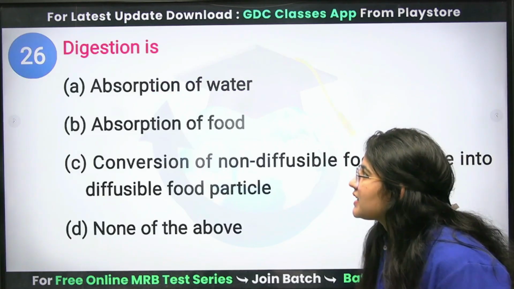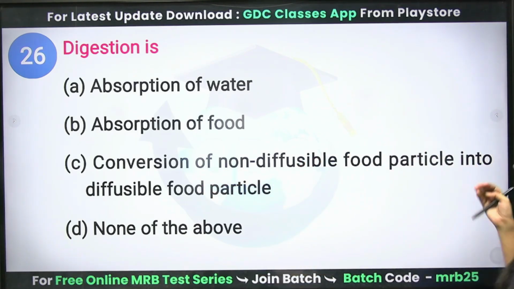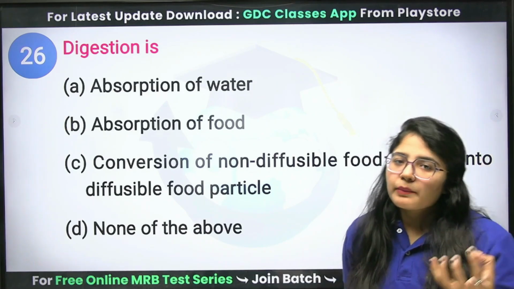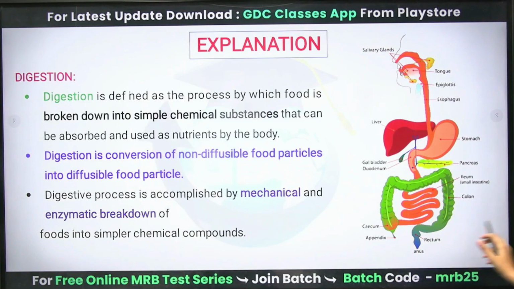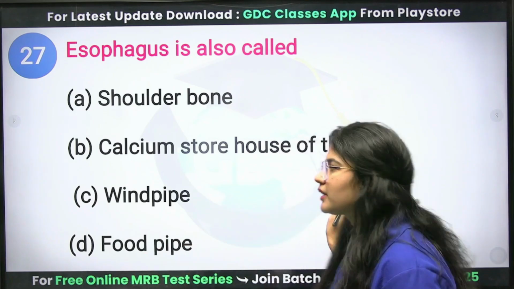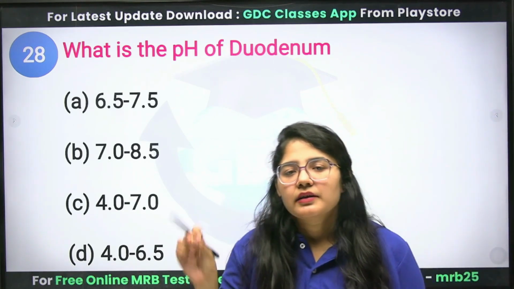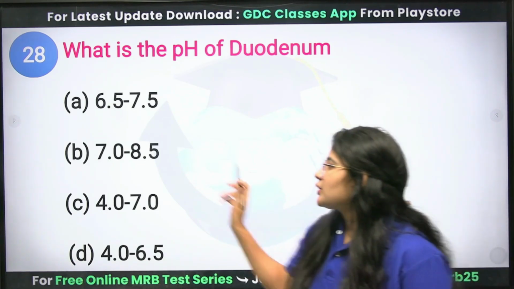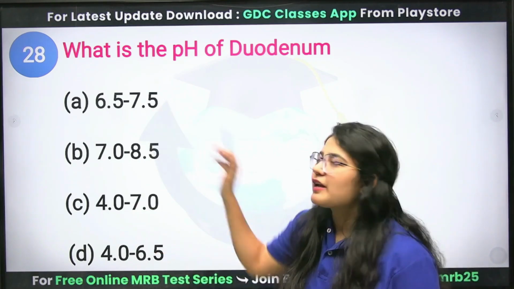Next question. Digestion is the conversion of non-diffusible food particles into diffusible food particles. Digestion is a process of converting complex food particles into smaller ones. So the correct answer is your option number C. Clear? Next question. The esophagus is also known as the food pipe as it carries food. Clear? Next question. What is the pH of the duodenum? It is a part of your small intestine, and the small intestine is always basic and neutral in nature. So the correct answer is 7.0 to 8.5, slightly basic in nature. The rest of the values are acidic in nature.